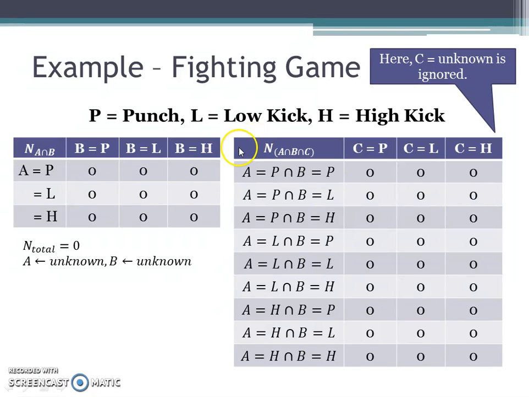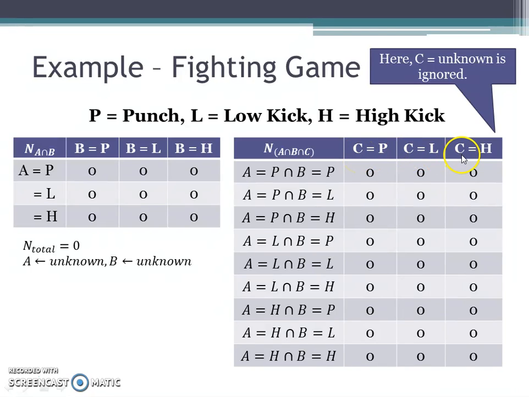Then we have this table which shows the number of occurrences for a combination of 3 events. This one will have 9 times 3 values. On these rows it shows the possibility of A equals P and B equals P, and you have 9 combinations. These combinations come from these 9 over here, and here we have C. C is the predicted move, and C can be any of these.